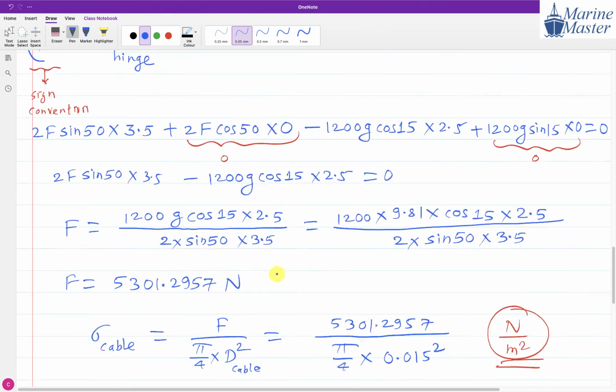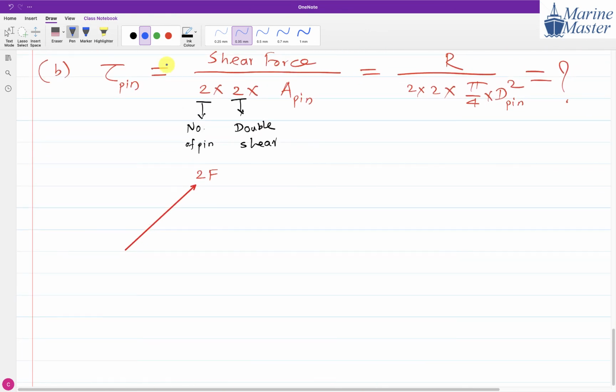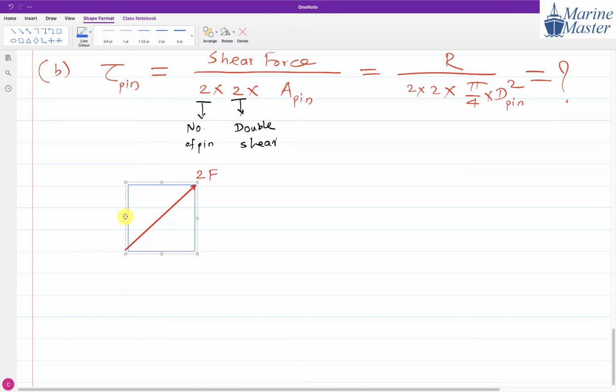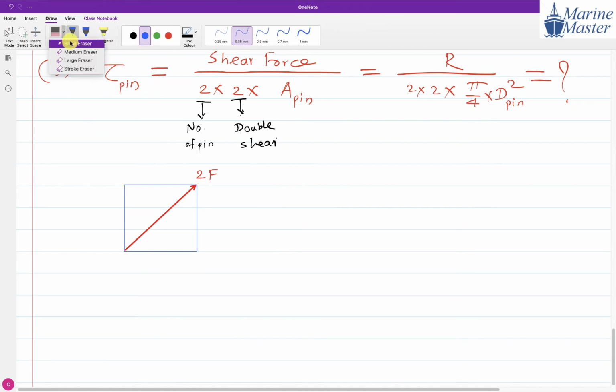Very good. So what is the scenario here? This 2f, I am going to form a rectangle here. You are getting this rectangle? So this 2f is making how much angle with respect to horizontal? 65 degrees. Any doubt in this 65 degrees? No, sir.